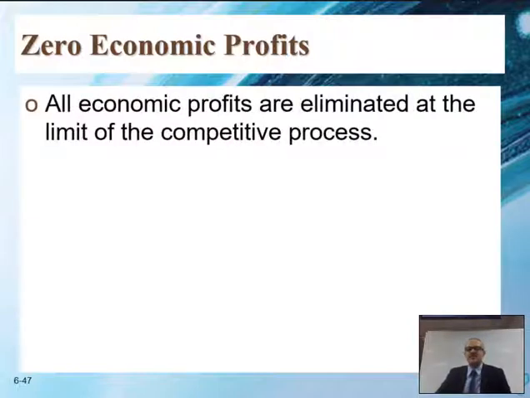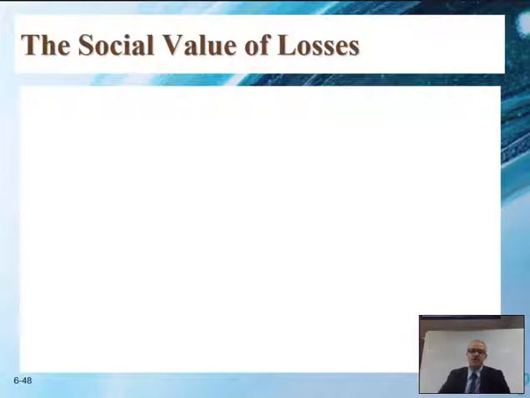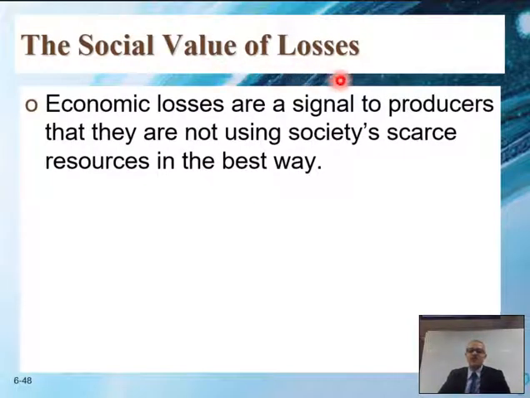And now this is a summary of zero economic profits. We said all economic profits are eliminated at the limit of the competitive process. People compete, then we reach zero. There's this idea of a social value of losses. Economic losses are a signal to producers that they are not using society's scarce resources in the best way. So here, when businesses lose, then we know that society is not getting the best. Okay, so there is a better way, and that's when the market starts to change.